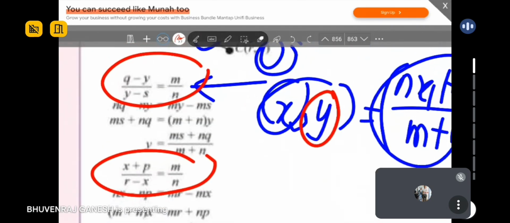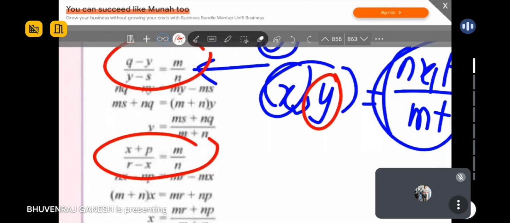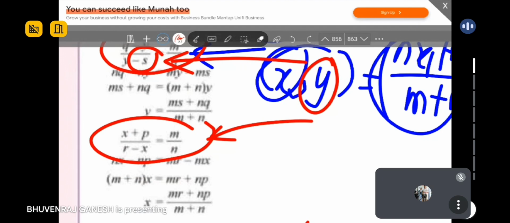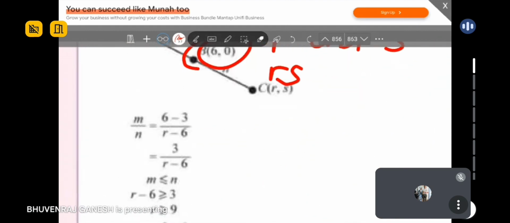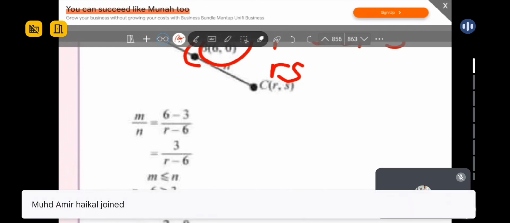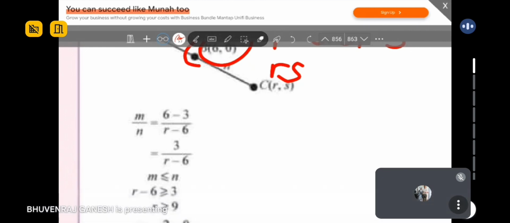Kalau soalan tanya julat R, the question asks you the range of R. Of course, kamu akan guna yang ni lah. Sebab kamu nampak simbol R. You see the symbol over here. When they ask you julat S, range of S, of course you use this lah. Sebab kamu ada huruf S. Boleh faham tak, guys? Can you understand? So you use these two formula over here. Okay, so you will get something like this. Okay, susun sahaja persamaan. Just arrange the equation. Something like this. Okay, then you will get the answer.